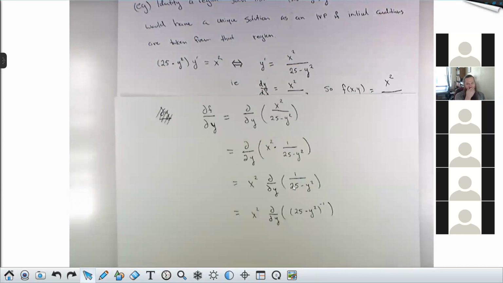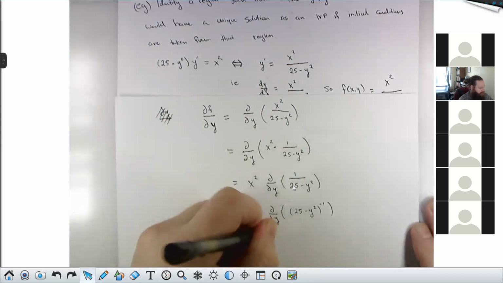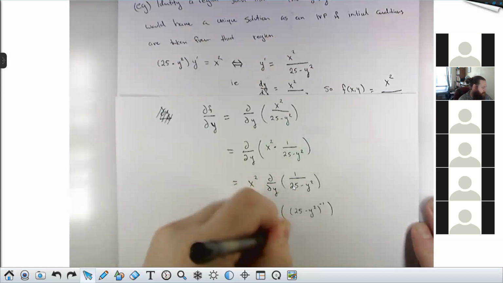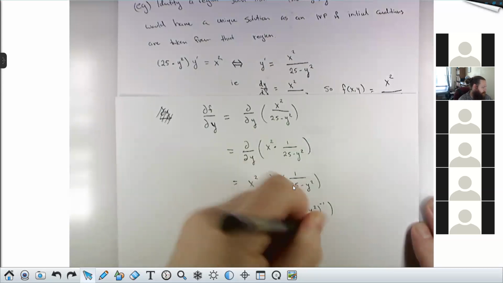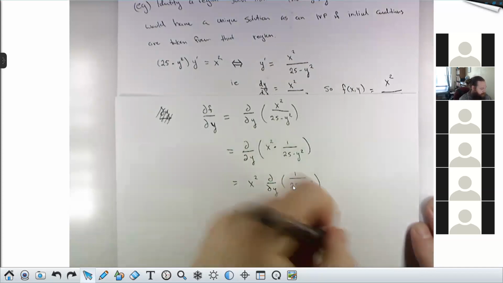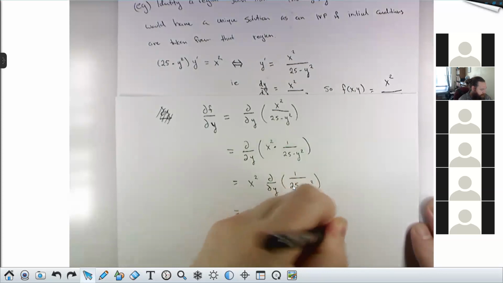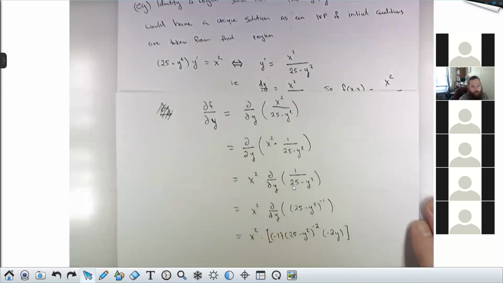All right, so we'll use the chain rule. I'm going to get x squared times -1 times 25 minus y squared to the -2. That's differentiating my outer function. And now I multiply by the derivative of my inner function, which is -2y. I suppose I should put this guy in brackets. All right, so there's my partial derivative, df dy.